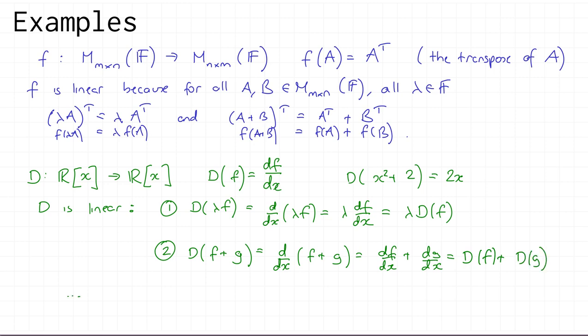And similarly, it's a standard differentiation rule that if you look at the derivative of f plus g, then that's the same as the derivative of f plus the derivative of g, which here is D of f plus D of g. So this is true for any f and g in the vector space we're talking about and any real number lambda. So because of standard differentiation properties, the differentiation map on our vector space of polynomials is a linear map. It's another example of a linear map.